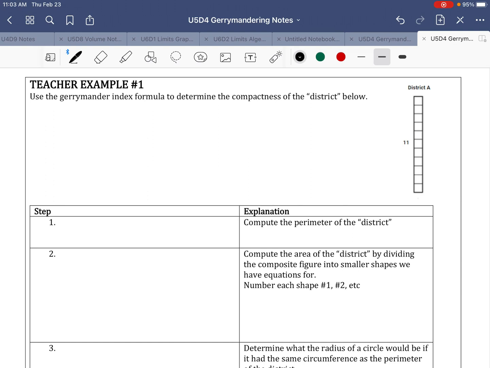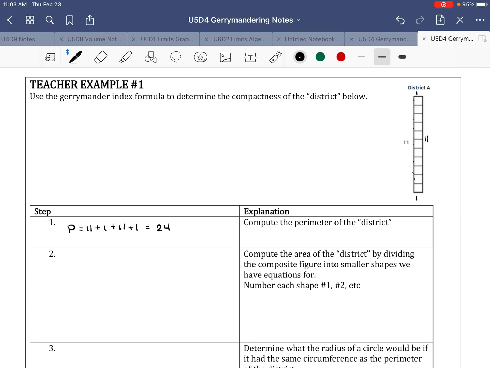So what we need to do first is compute the perimeter of this district. All right, so if we know that there are 1, 2, 3, 4, 5, 6, 7, 8, 9, 10, 11 on this side, and then 1 here, 11 here, and 1 here, the perimeter is just going to be 11 plus 1 plus 11 plus 1, which is going to be 12 plus 12 is 24.